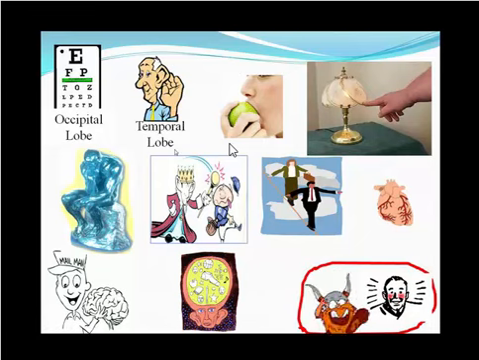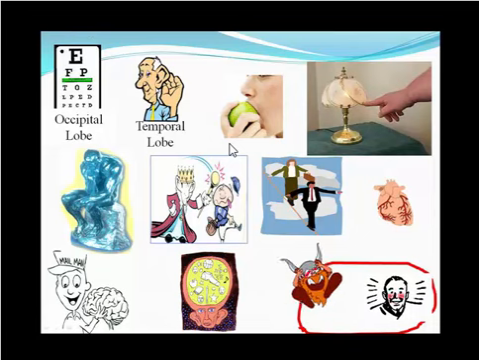This is the temporal lobe, because the temporal lobe is the primary auditory cortex. So auditory information tends to be processed by the temporal lobe. So there we have an ear.